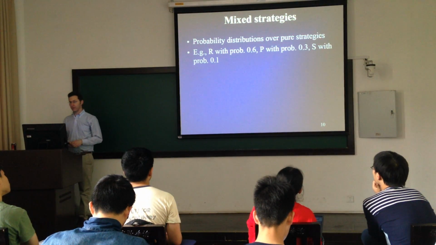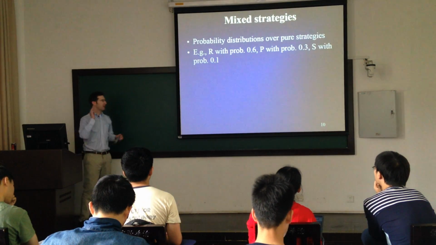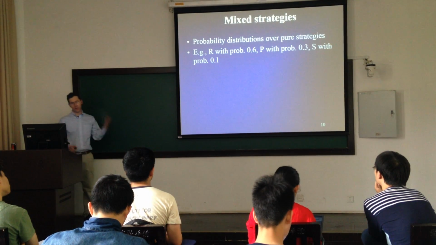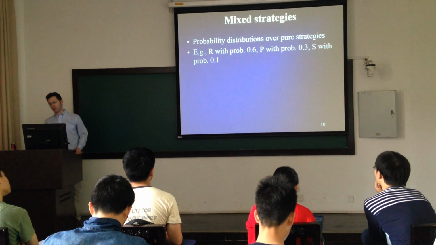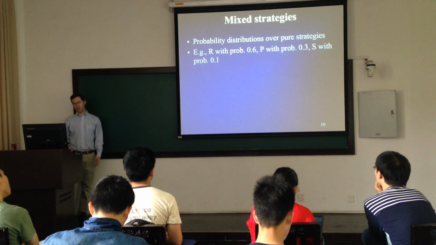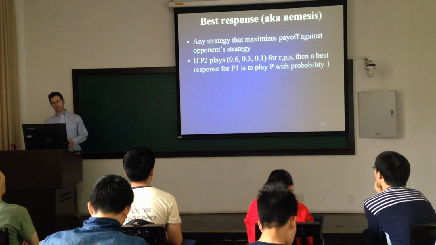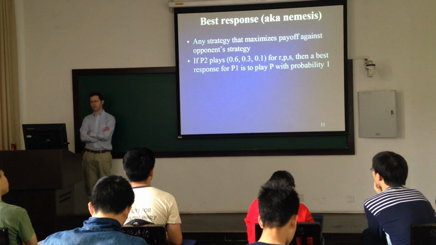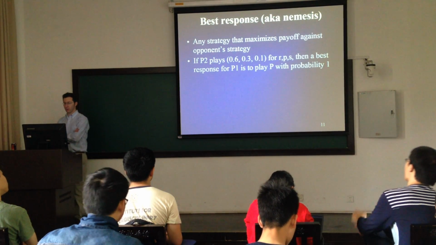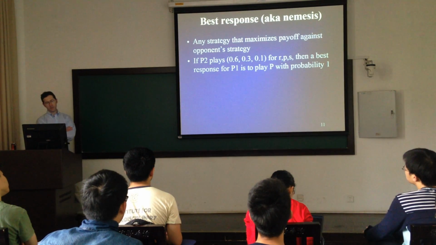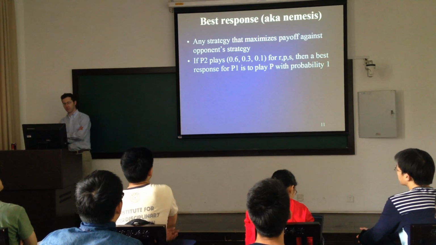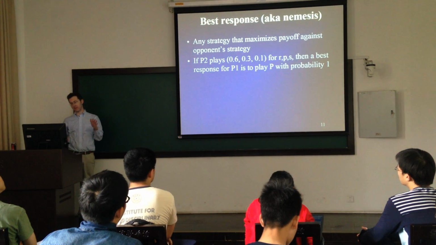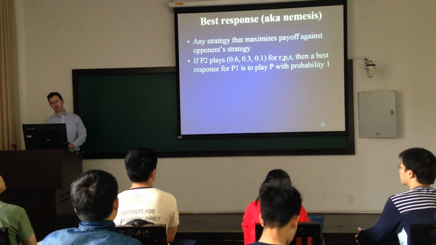Now, we don't restrict players to only playing one action deterministically; we allow them to randomize. So for instance, they could play rock with probability 0.6, paper with probability 0.3, scissors with probability 0.1, etc. And we define a best response to be any strategy that maximizes payoff against the opponent's strategy. So if player 2 is playing 0.6 on rock, 0.3 on paper, 0.1 on scissors, then a best response for player 1 is to play paper, which does best against rock, with probability 1.